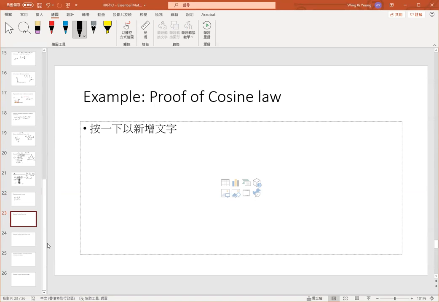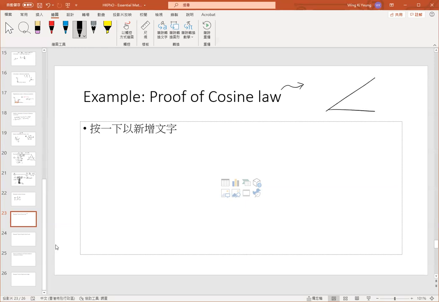Now we are going to prove the cosine law. Has any one of you learned the cosine law before? Anyone? None? Really? Oh, so sad.